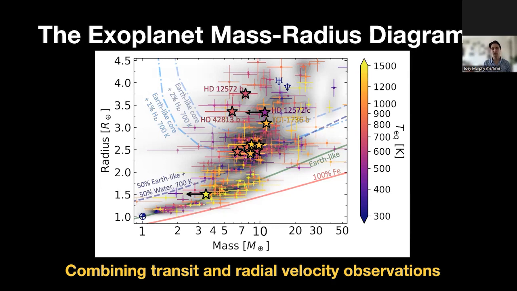The plot also shows theoretical models of planet composition, which can be compared to observations. By continuing to populate this diagram with precise measurements, we're working to better understand the demographics of exoplanet composition and the physics of planet formation. These precise measurements are the critical first step in our search for life beyond the solar system.